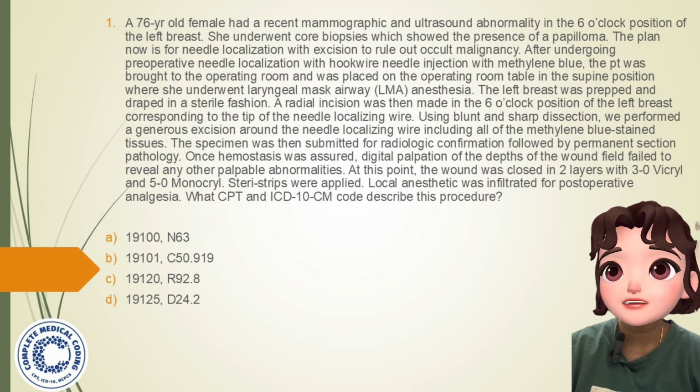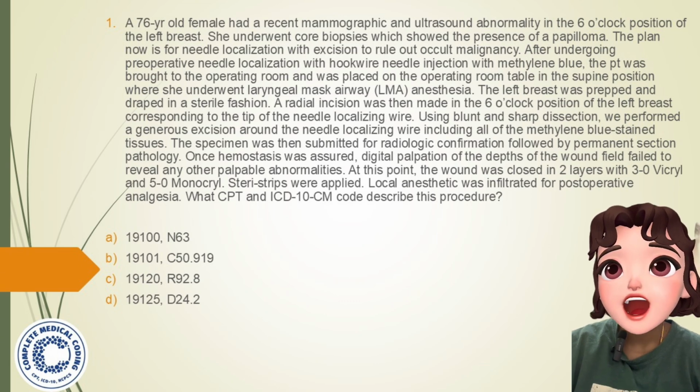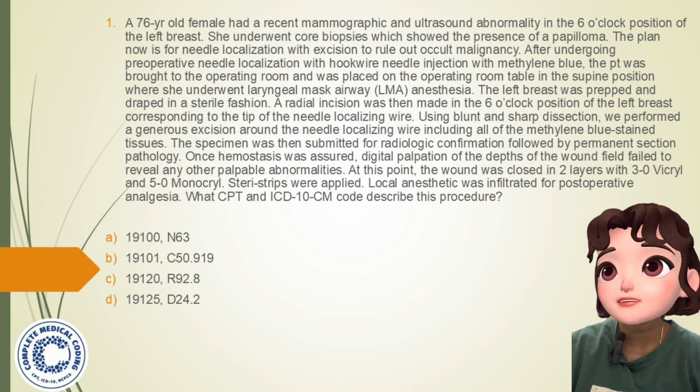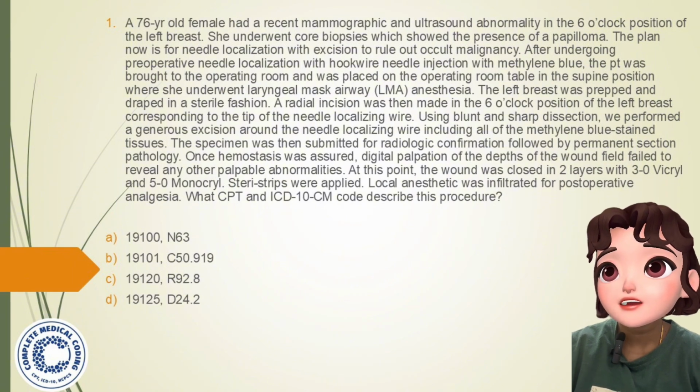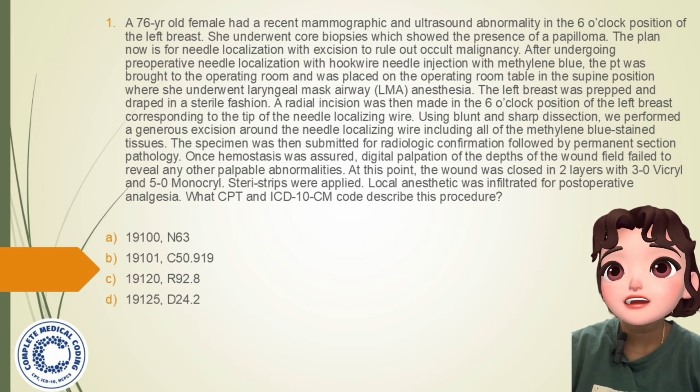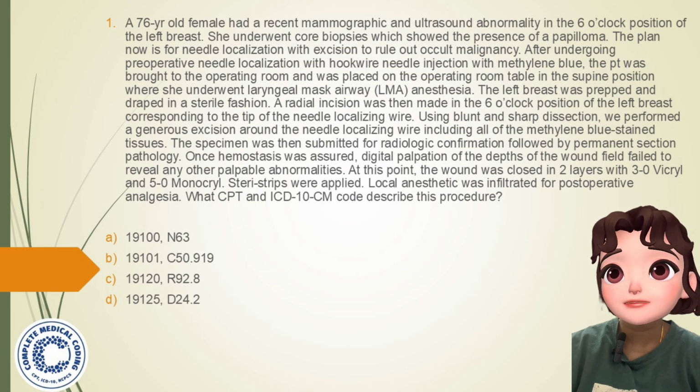Once hemostasis was assured, digital palpation of the depths of the wound failed to reveal any other palpable abnormalities. At this point, the wound was closed in 2 layers with 3-0 vicryl and 5-0 monocryl. Steri strips were applied. Local anesthetic was infiltrated for postoperative analgesia. What CPT and ICD-10 CM code describe this procedure?